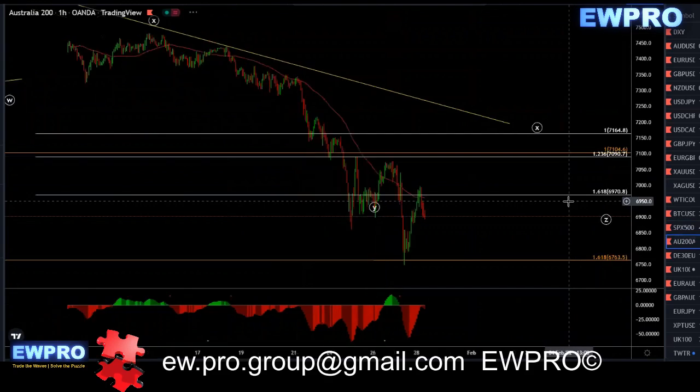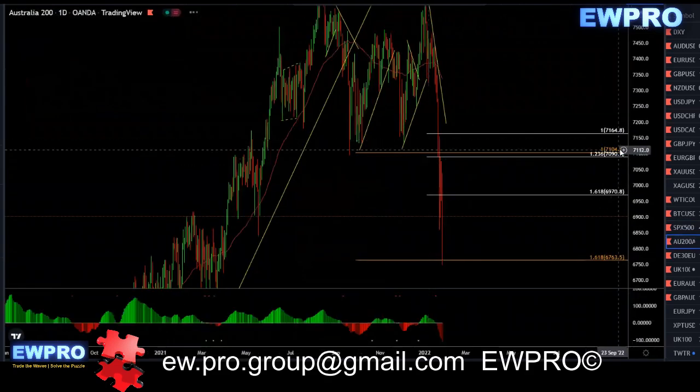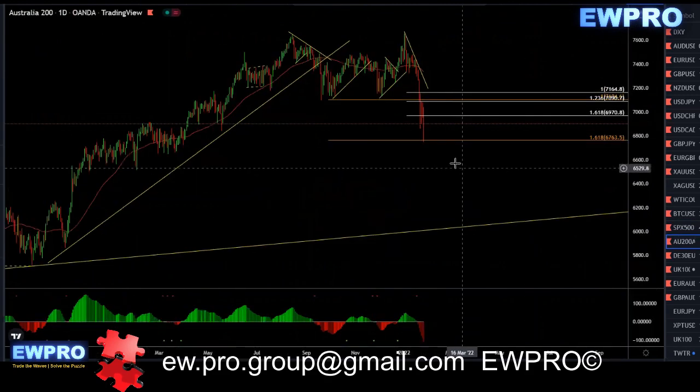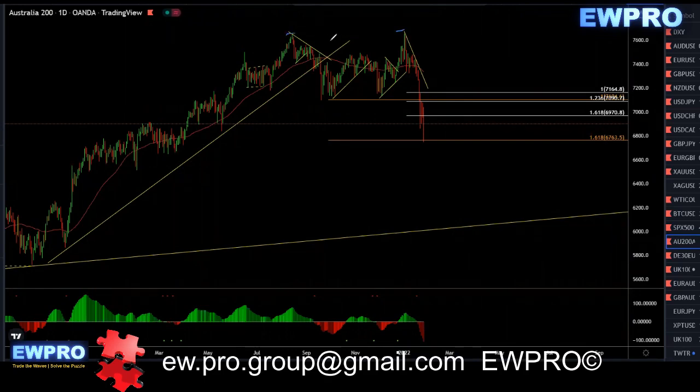Looking at the AU 200 on the daily. This one was a little bit hard because we got that break at the top here. I was looking for an A, B, C, and then we get an A, B, C down to this 100 fib and go and break the top. It's broken straight through that 100 fib, as you can see, and we got a nice impulse down.